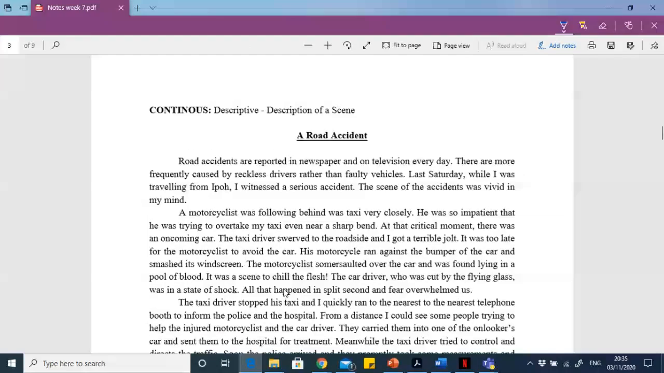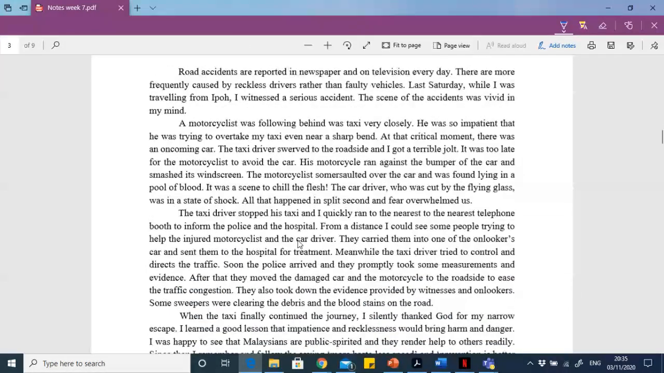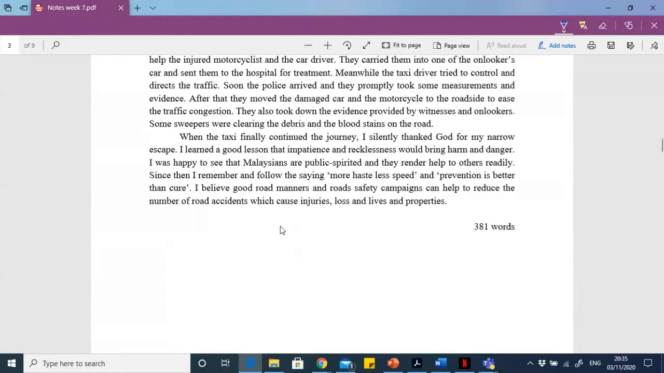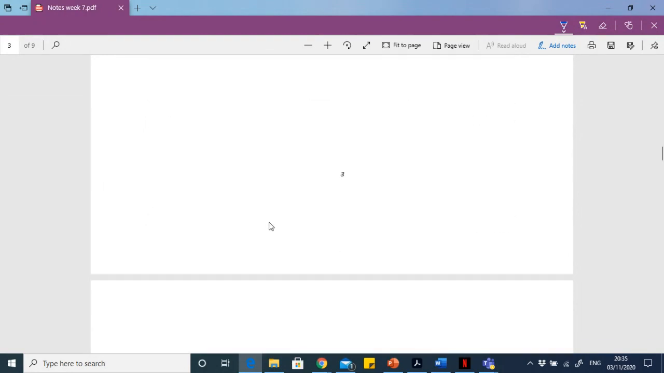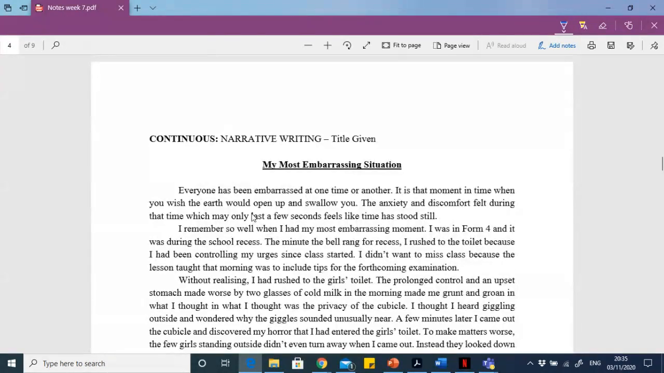Okay, if let's say you're writing a scene, you describe the scene in details. For example, here I witnessed a serious accident. So you talk about what is it that you witnessed? Okay, and then what exactly happened? And then you give your thoughts about it. So that's descriptive writing.